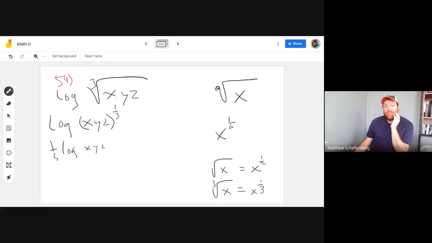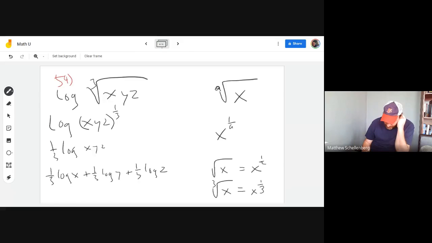Well, this can be expanded further because each of these variables within the logarithm in the argument there are being multiplied. And so we could actually say this is 1/3 log x plus 1/3 log y plus 1/3 log z. And that's it. That's how you do that one. That was nice. That was a humdinger. That was worth doing. So let's move on.